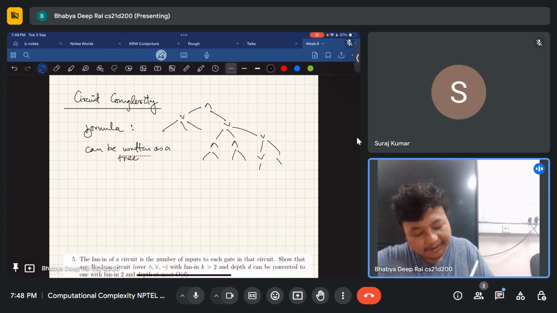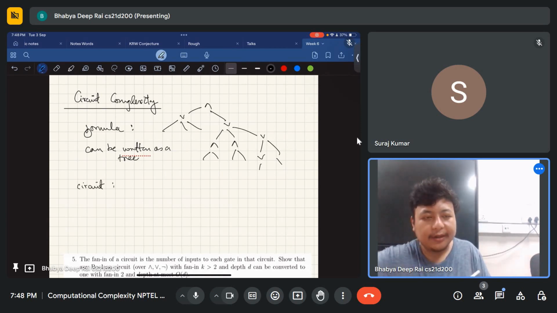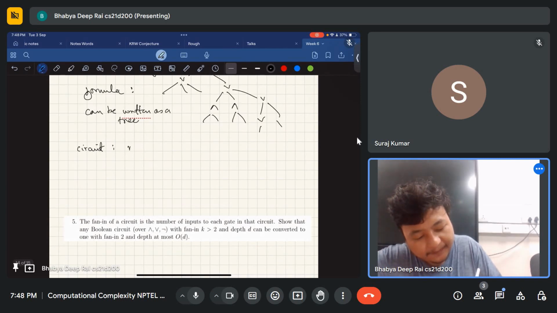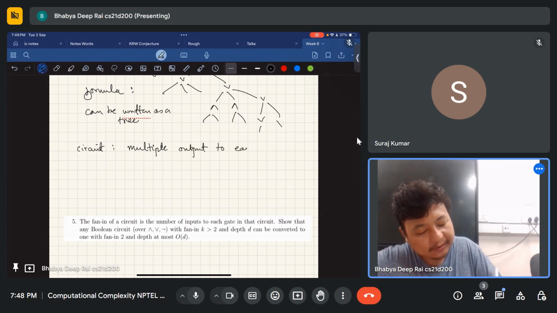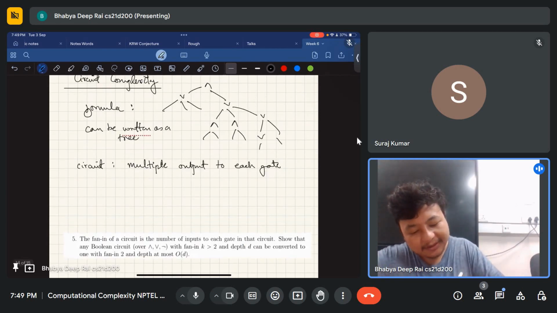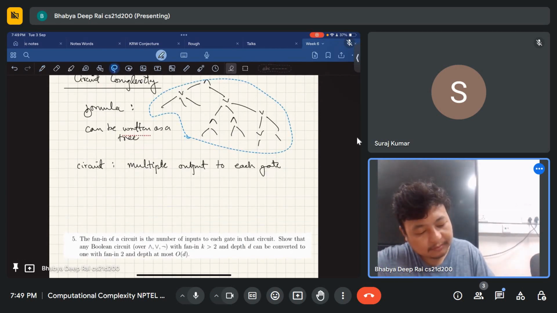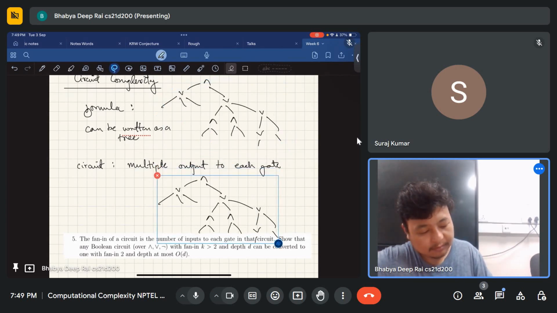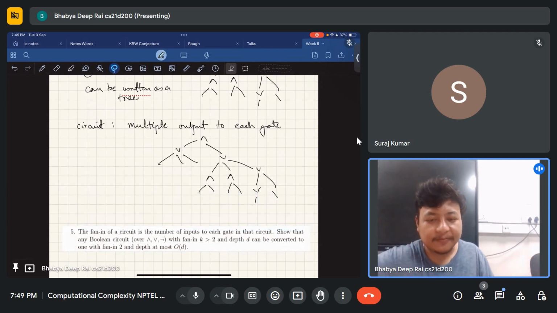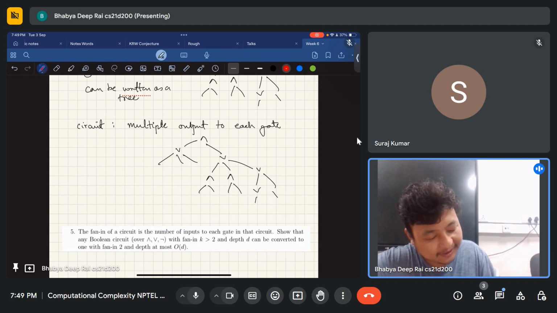Now, a circuit is not a tree. In a circuit, I can have multiple outputs from each gate. For example, this is a formula. In a circuit, something like this is allowed: multiple outputs. This OR gate is feeding both of the OR gates above it. And this is feeding here. Let's say it can do this very arbitrarily.